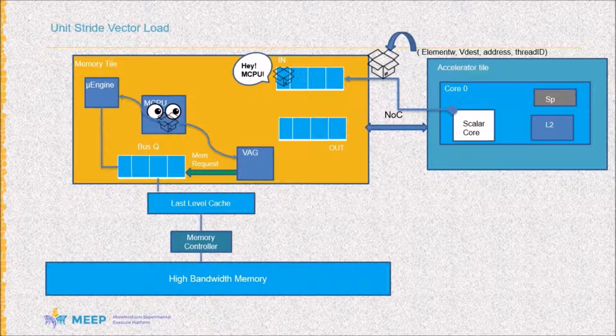This memory request will then be sent to the last level cache. If the requested data is not found in the cache, the memory request is forwarded to memory. The data is then loaded from memory and put in the last level cache. It is then scheduled through the bus queue to be consumed by the microengine, where there is a slice of SRAM memory for temporary storage. Once all memory requests from the load instruction have been processed, the data in the microengine SRAM is packaged into a NOC transaction, which is scheduled for the outgoing queue and sent to the accelerator tile to be stored in the scratchpad.